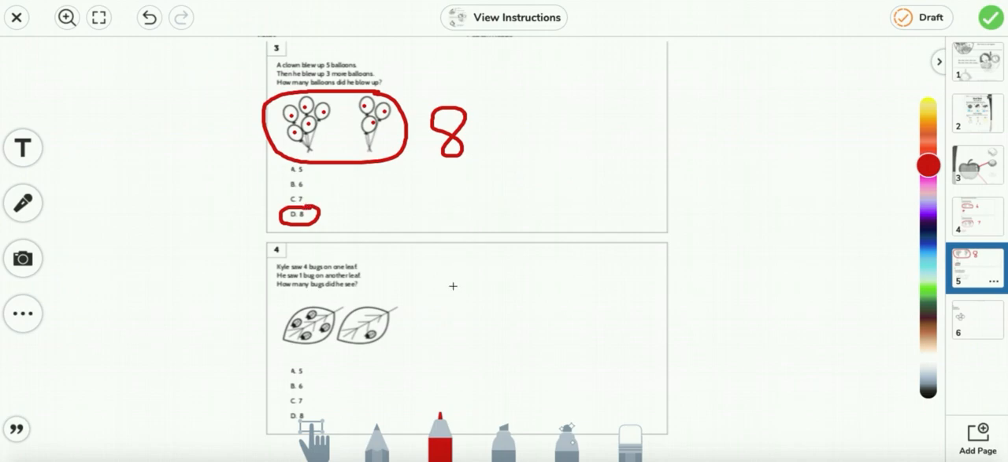Number 4. Kyle saw 4 bugs on one leaf. He saw 1 bug on another leaf. How many bugs did he see? We're going to join them together and let's count. 1, 2, 3, 4, 5. 5 bugs in all.